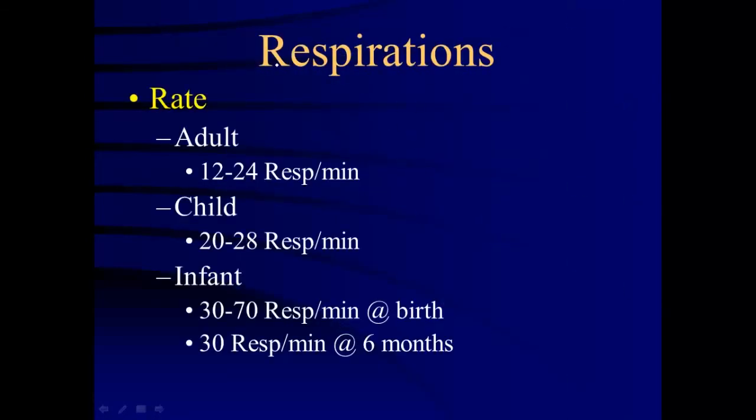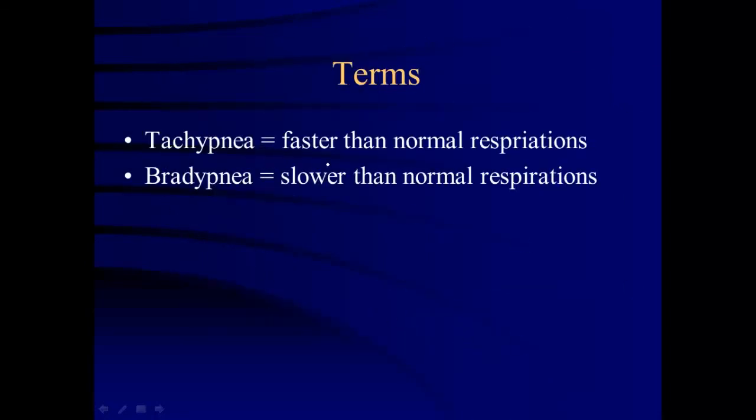The next vital sign is respirations. We start with the rate. The normal adult respiratory rate is 12 to 24 respirations per minute. In a child, it's 20 to 28, and an infant can actually breathe around 30 to 70 respirations per minute at birth, and for about 3 to 4 days after birth. That's normal. By 6 months, it's around 30 breaths per minute. Tachypnea is faster than normal respirations, and bradypnea is slower than normal respirations.